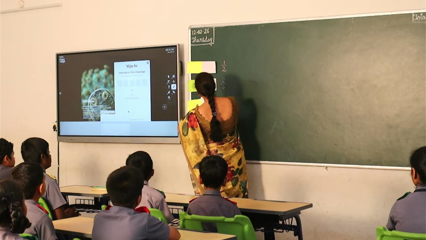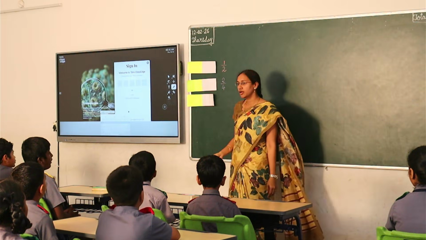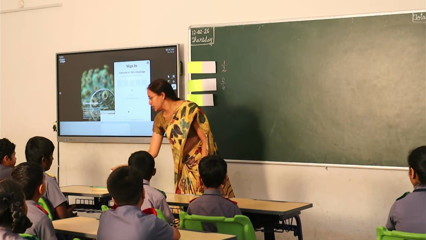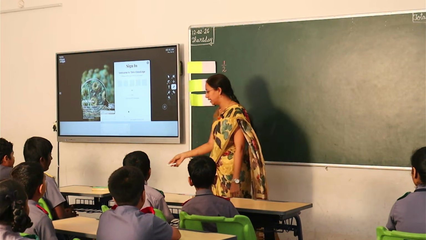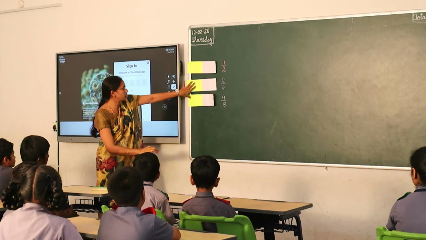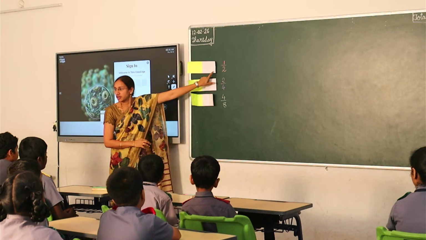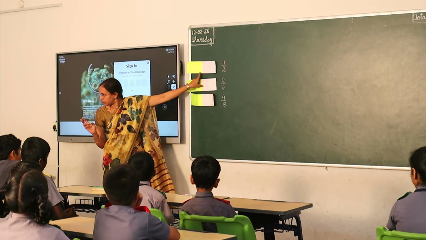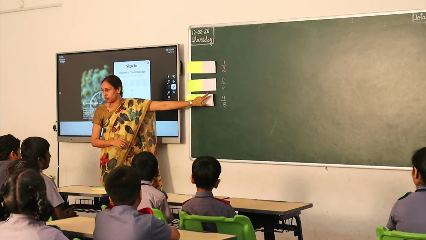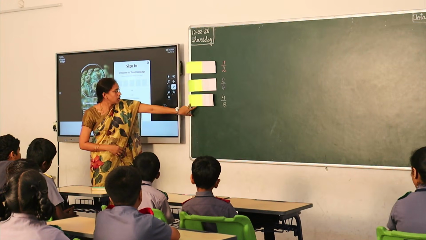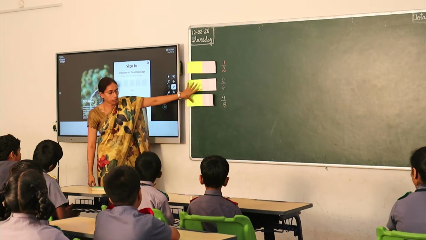Now, tell me children, what fraction of the strip is colored? 4 by 8. So, this is represented by 4 by 8. Now, see children, what do you observe in all the 3 strips? Here, half is colored out of 2 equal parts. And this one, 2 parts are colored out of 4 equal parts. And here, 4 parts are colored out of 8 equal parts.